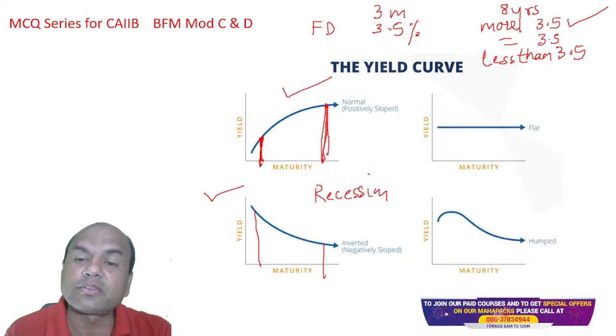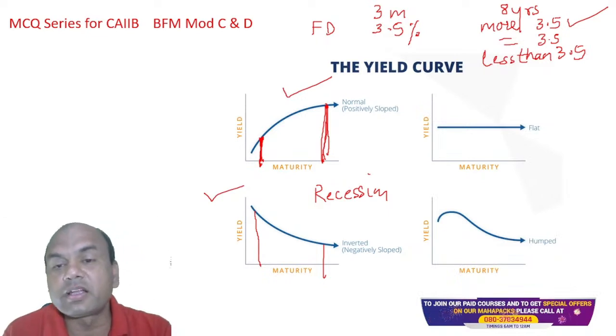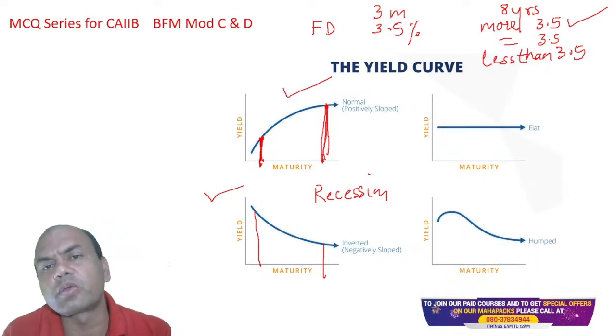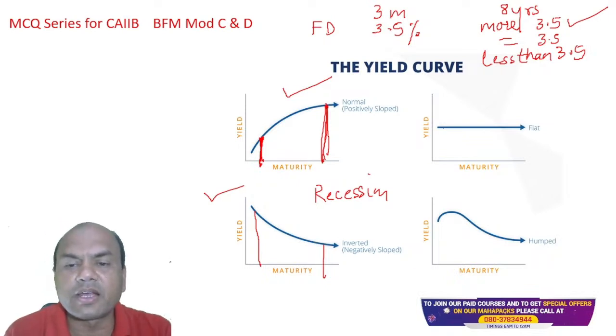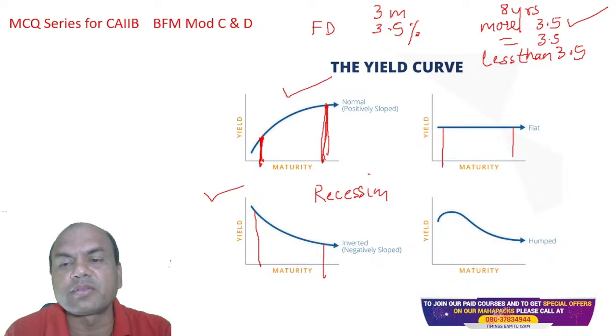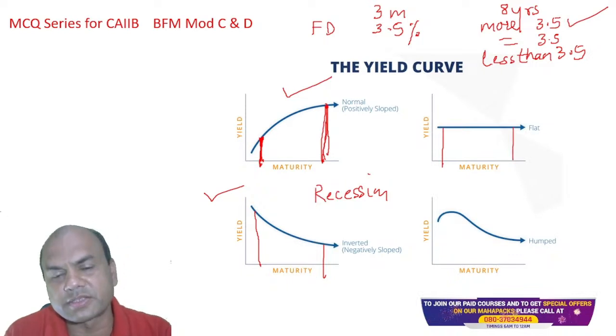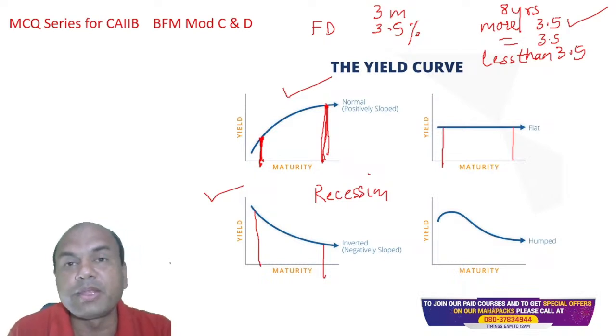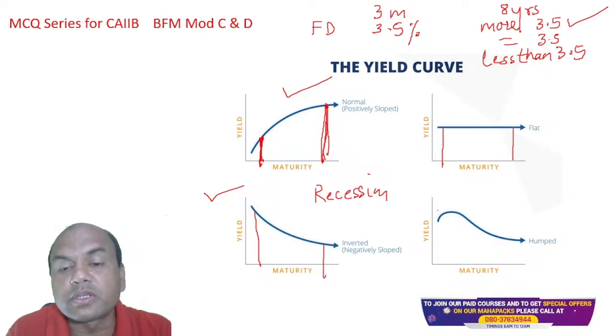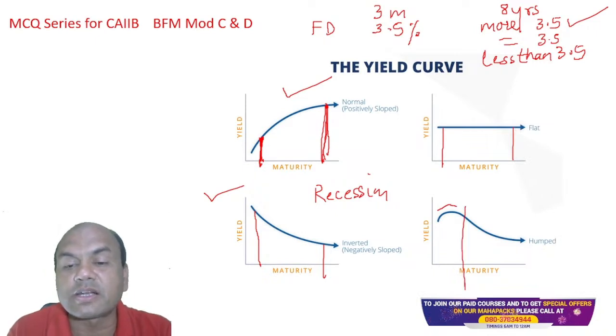Now what is the flat yield curve? Flat yield curve means the country is not growing at all, not going down, not going up. The 3 months rate of interest will be the same as the 10 years rate of interest. Humped yield curve: humped means there is a slight growth in the initial period, but later again recession. This is known as transition.